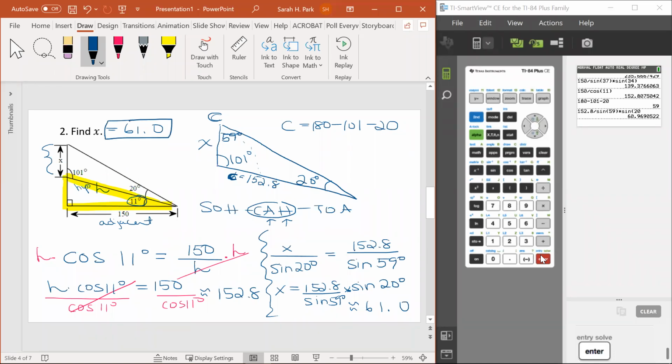So we are combining things that we've learned from before with the formula that we learned today, the law of sines.